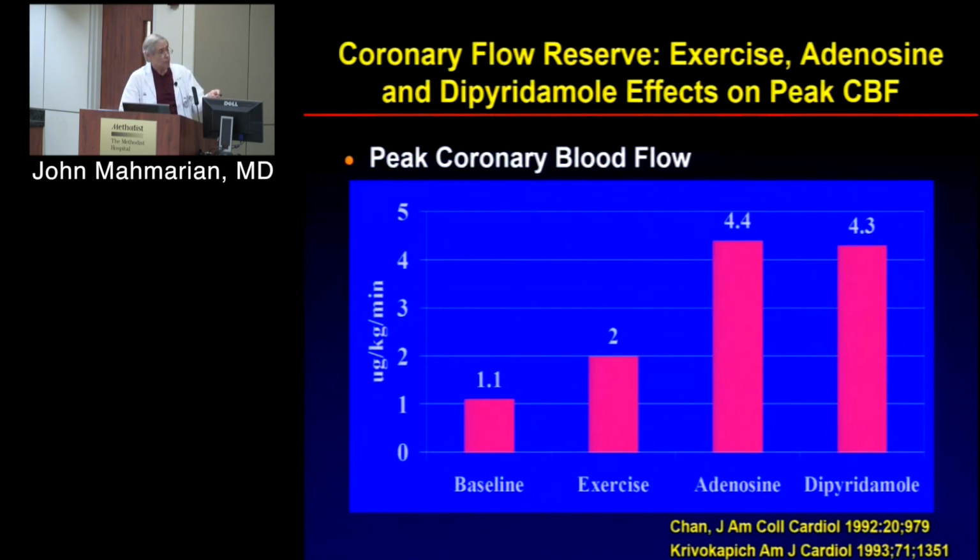Okay, and again, with different ways in which you do things, at baseline, your flow is about 1 milliliter per kilogram per minute of blood flow. As you go to exercise, it goes to 2. With adenosine, you get up to 4, and same thing with dipyridamole.